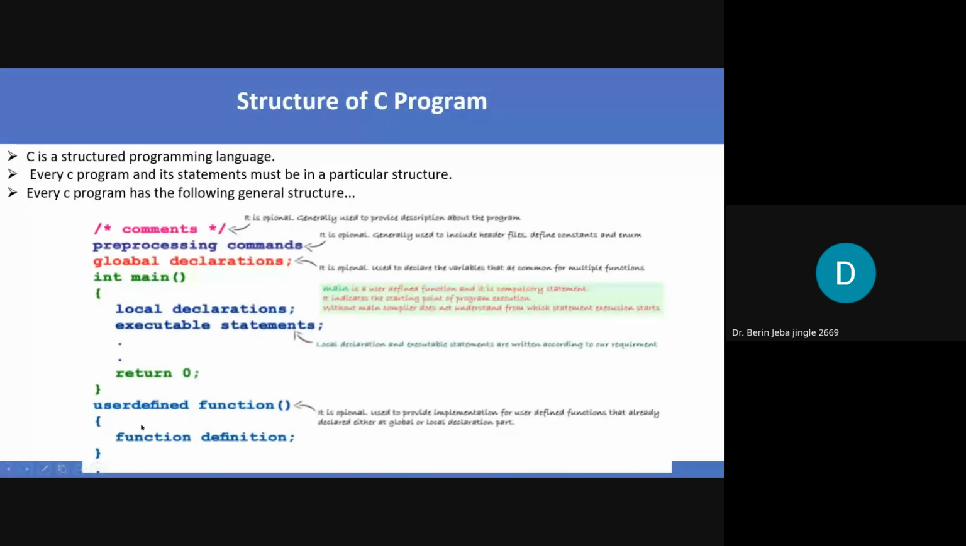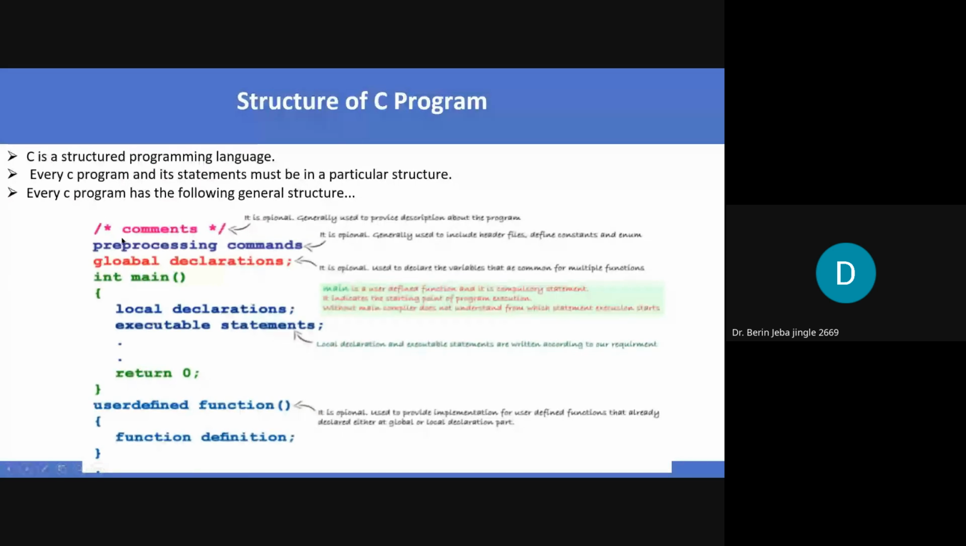Then outside the main program, you can use many user defined functions, that is, functions we create for our own use. This is the structure of C. First of all, the comments: whatever hints or explanation you want to give for a program, we can write inside comment markers. This does not affect the program.